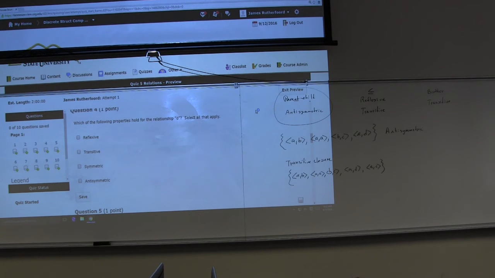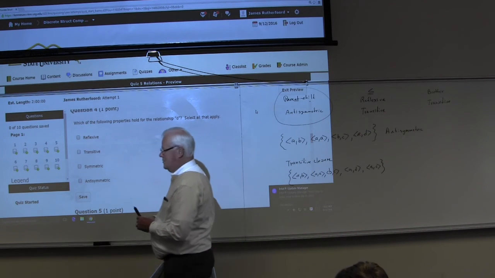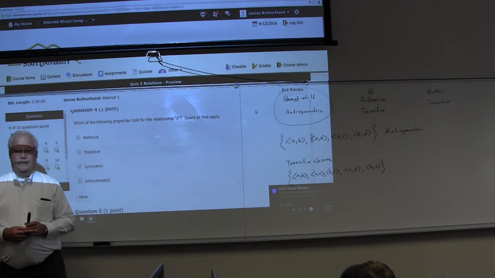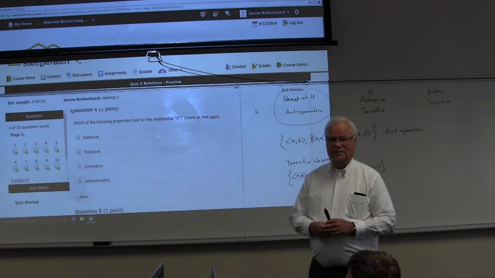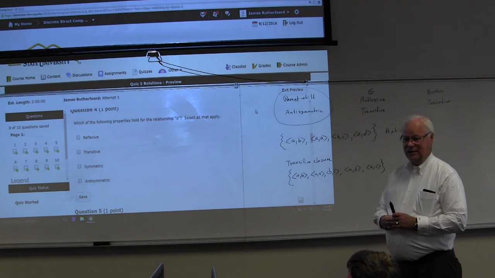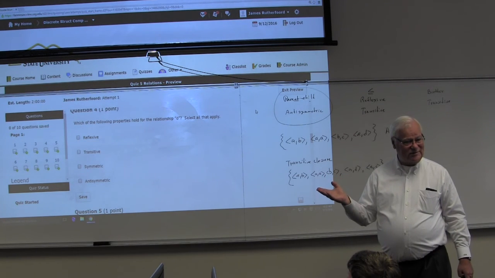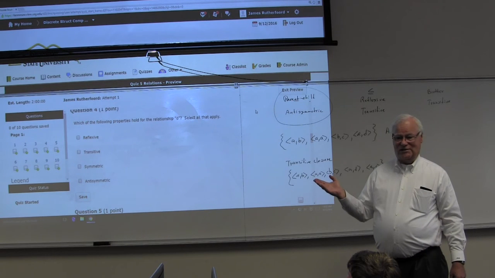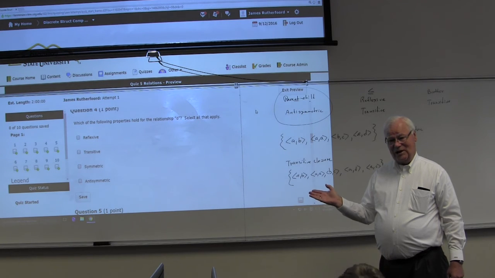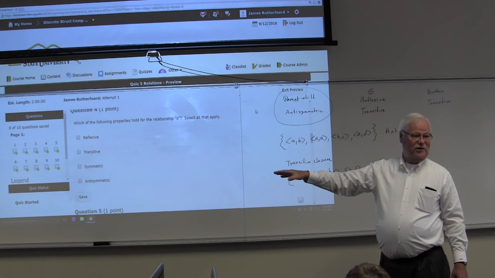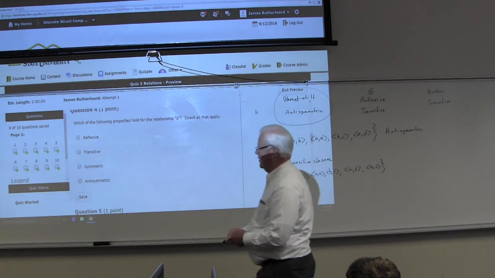What about the empty set? Is it reflexive? It is, isn't it? Because notice that all of the definitions were if statements. If A is in the set, then AA is in the set. Is A in the set? No. What happens when the first part of an if statement is false? True. The if statement's true, right? So it is reflexive.